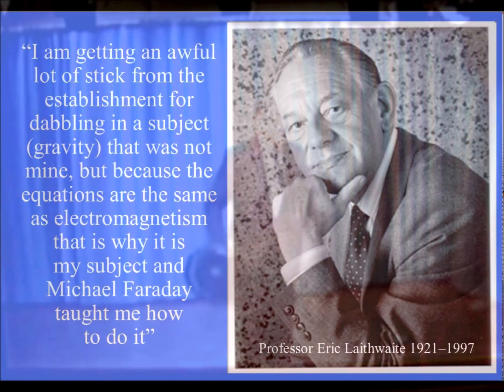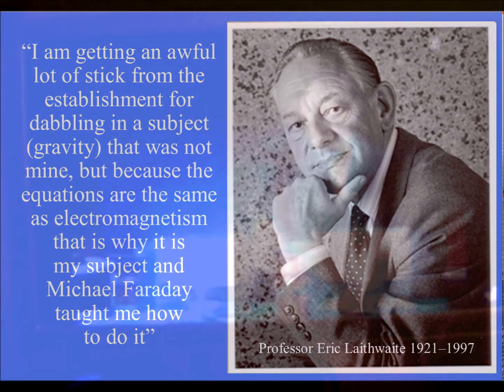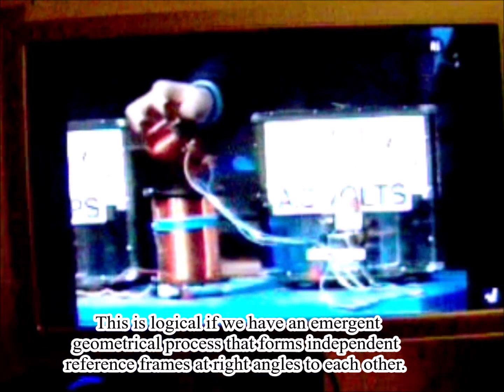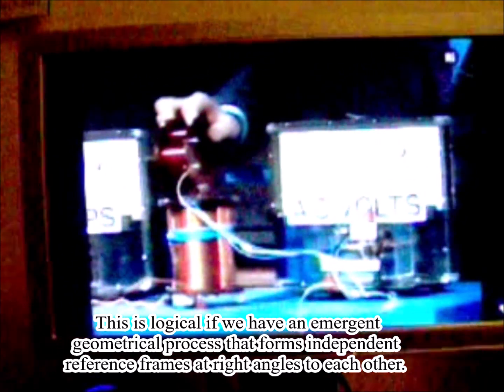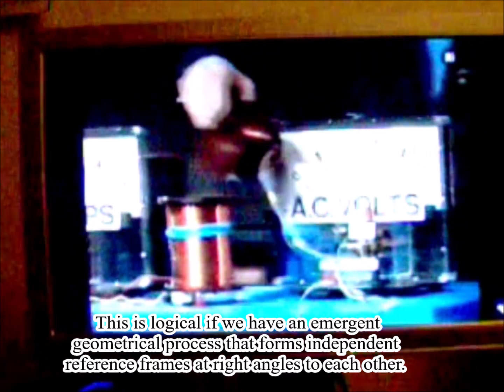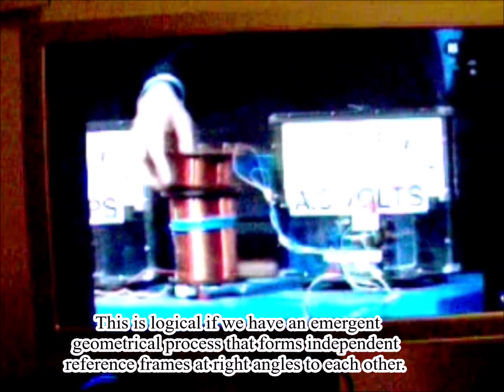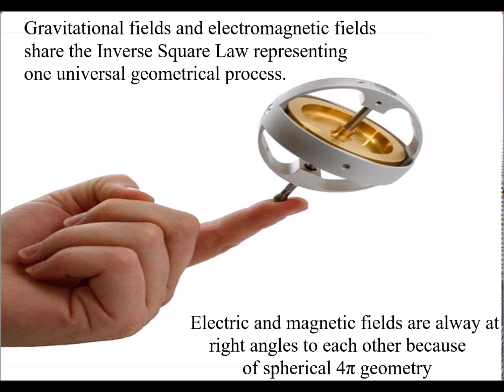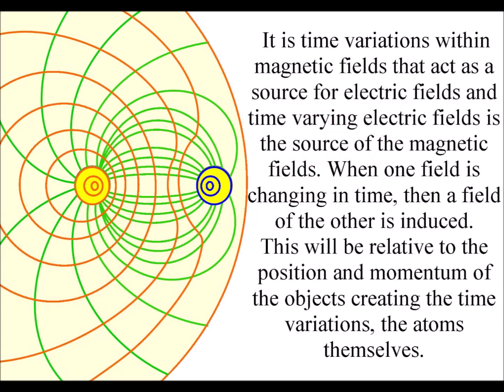Professor Eric Laithwaite suggested that there is a link with electromagnetism. He pointed out that if you have two coils, the voltage is zero as long as the coils remain at right angles. The spinning object forms motion at right angles to the axis of its rotation, therefore sharing the same right angle geometry as the electromagnetic interaction.